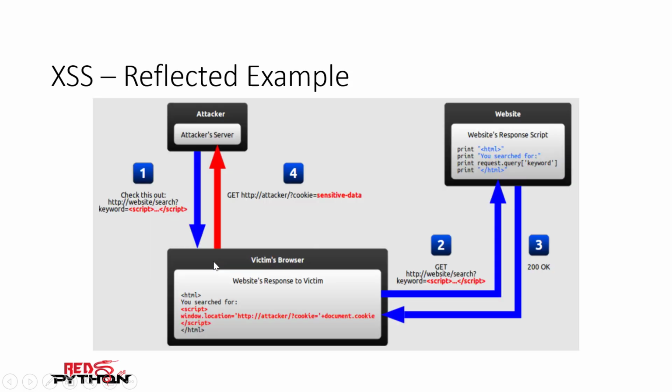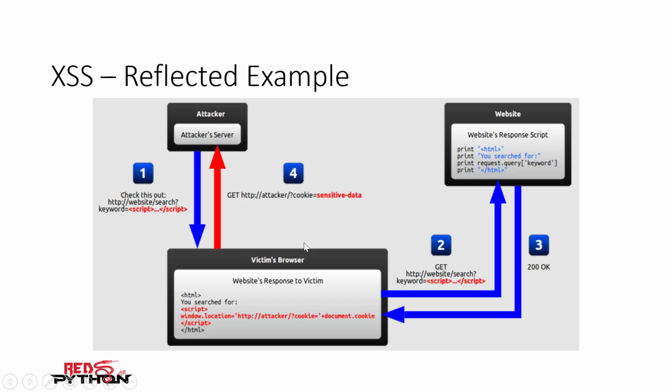The reflected example is somewhat different, as the attacker will craft a link to the website, and it will be sent to the user. The user will click the link, and the JavaScript will run. So as you can see, the JavaScript will be run on the victim's machine. And if the code is critical or malicious, it will leak some of the information back to the attacker.